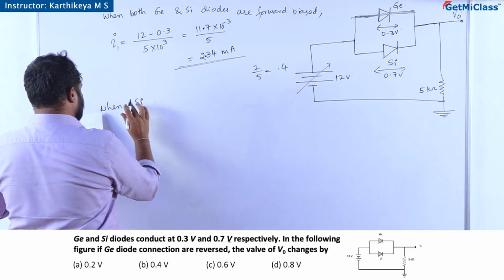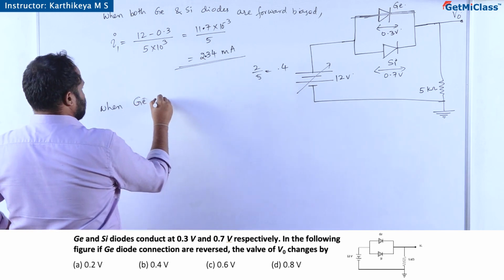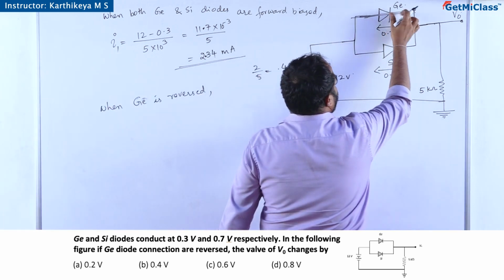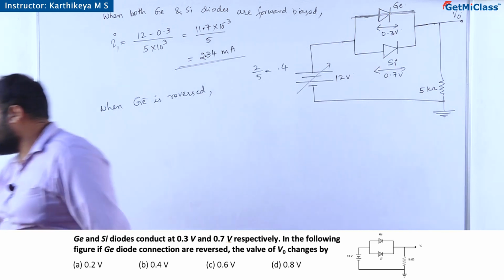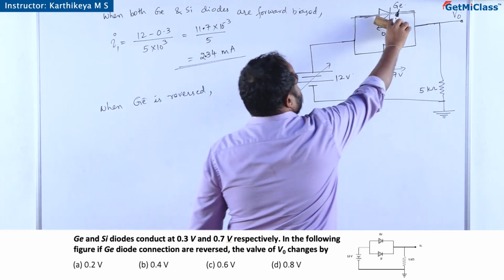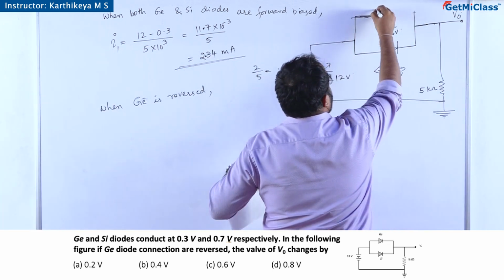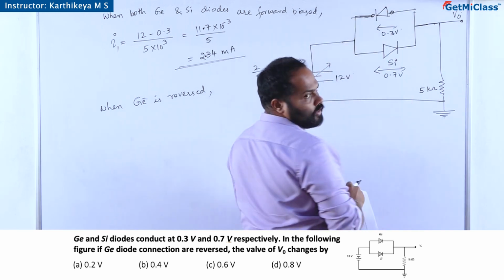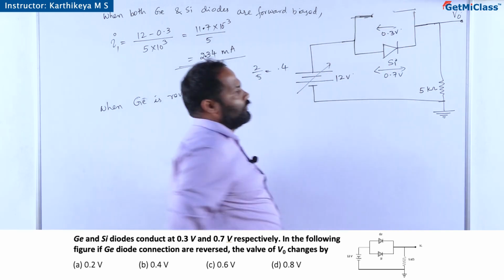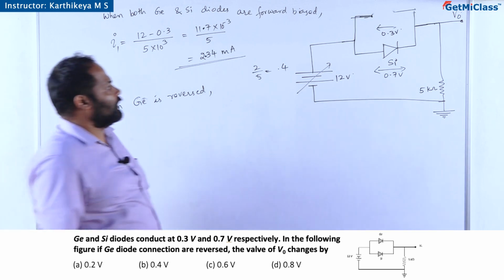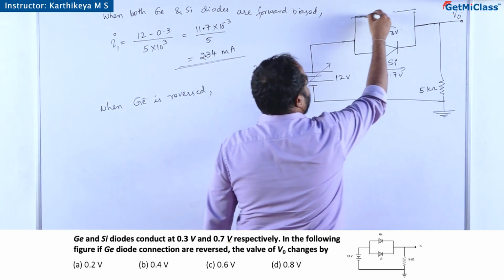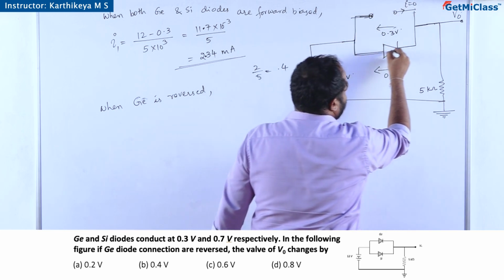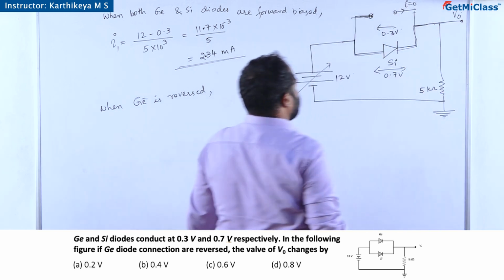Now, when germanium is reversed, it sort of opens up the circuit. See, if germanium is reversed like this, it is in reverse bias, no? It opens up the circuit. Then the current will not go through this. Here current is 0, current will only go through the silicon.